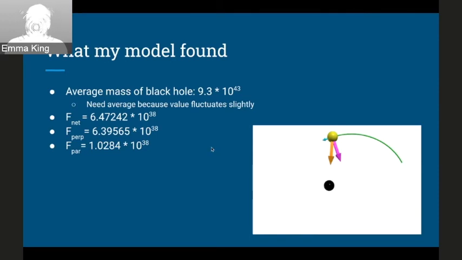So after all this, we found the average mass of the black hole to be 9.3 times 10 to the 43. And you need to use the average just because there are so many data points, and you're refining the mass of the black hole every single time. There are slight discrepancies, so I just found the average of all of them, and then it gave me the F net and F perpendicular and F parallel average over the course of the simulation.